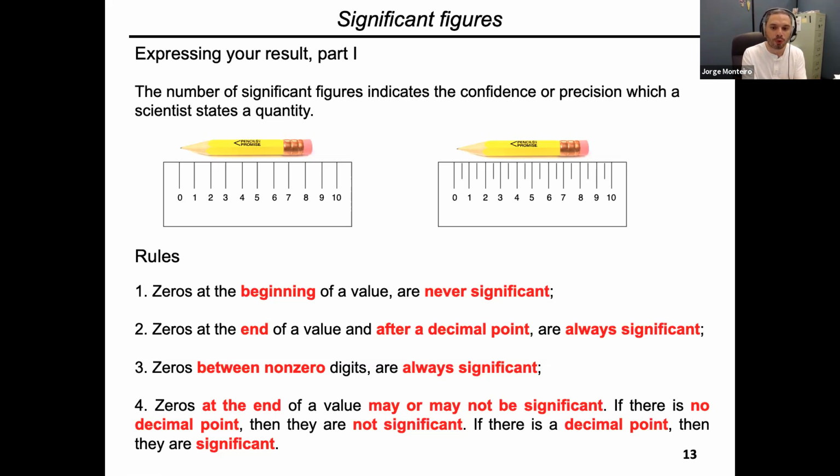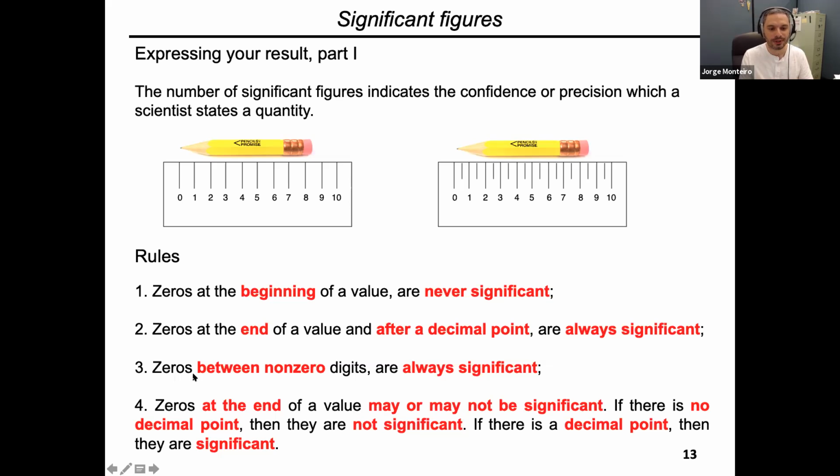Pay attention to the rules to count the significant figures. First one, zeros at the beginning of a value are never significant. Attention to the second one. Zeros at the end of a value and after a decimal point are always significant. Okay, we must have the decimal point for those zeros to be significant.